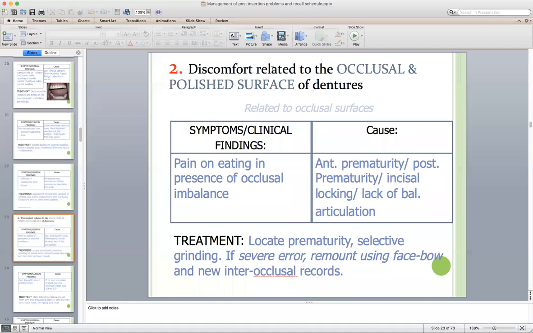So why is that? Because of the prematurities that may exist on the occlusal surfaces of the denture, either anteriorly or posteriorly. For this, we have to locate and identify the prematurity and do selective grinding. And if the error is severe and cannot be rectified by selective grinding, then we have to remount the denture using the face bow, and new interocclusal records, that is the new jaw relation, have to be recorded.